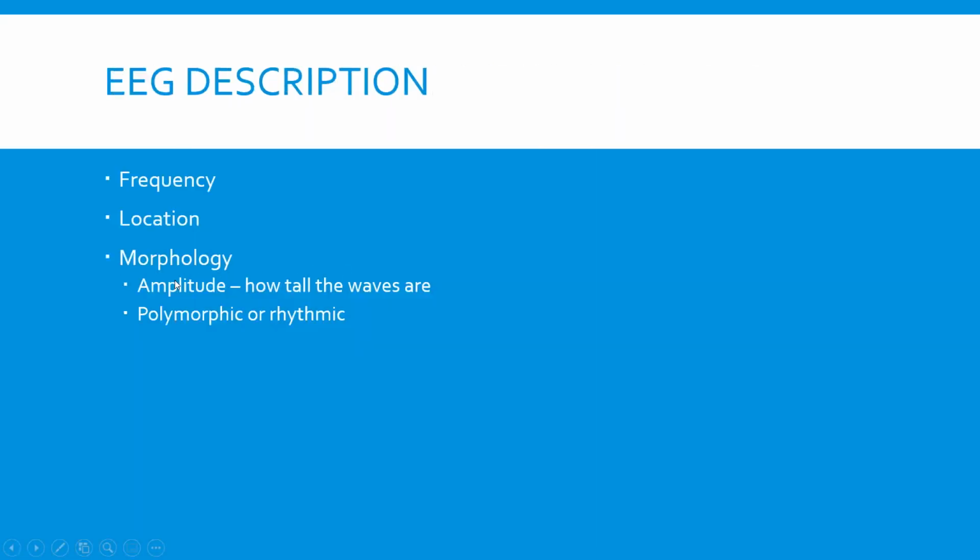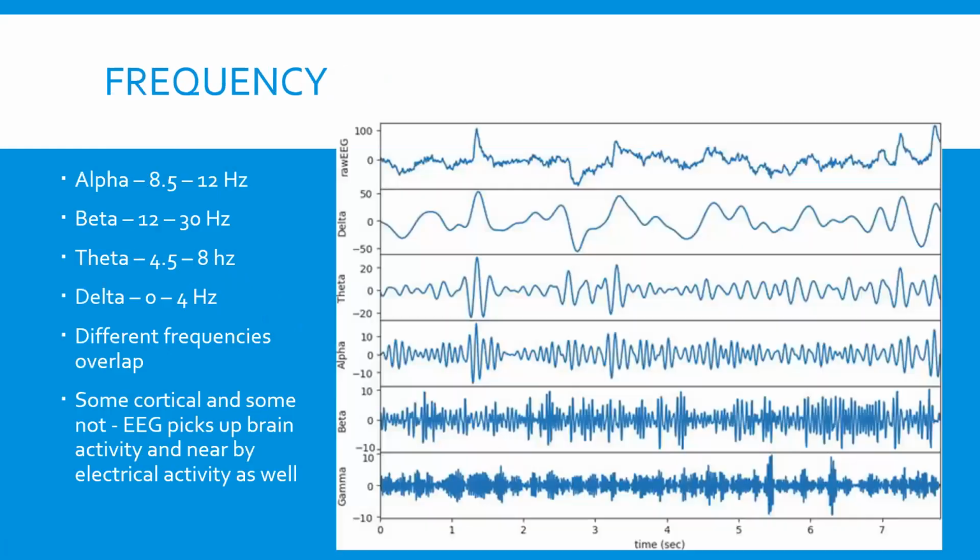And then we also talk about morphology. In terms of morphology, we talk about amplitude. Amplitude is just how big the waves are. Is it big? Is it small? Is it tall or short? And we also talk about polymorphic and rhythmic. I'll give you a few examples.